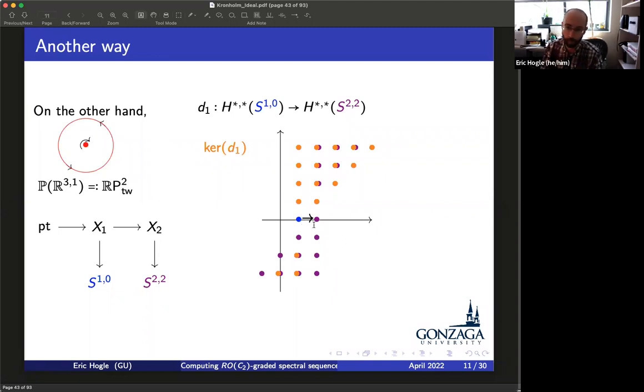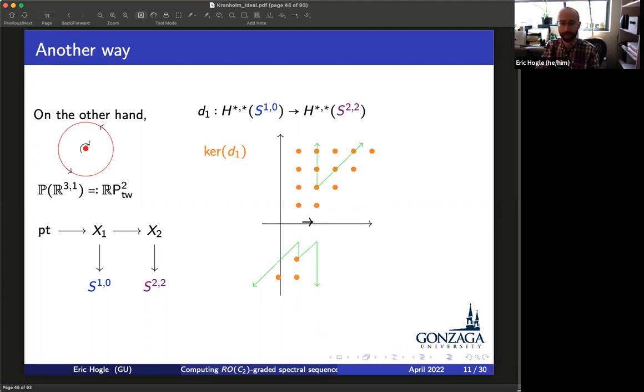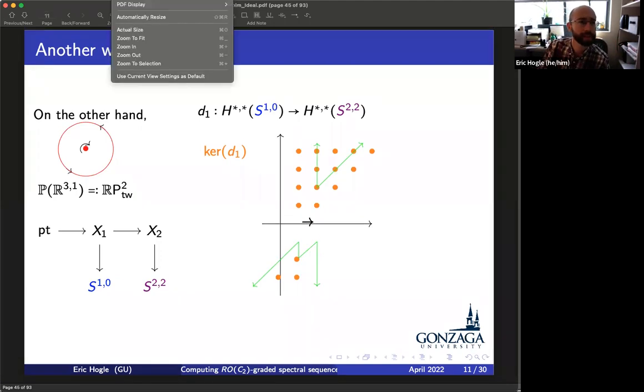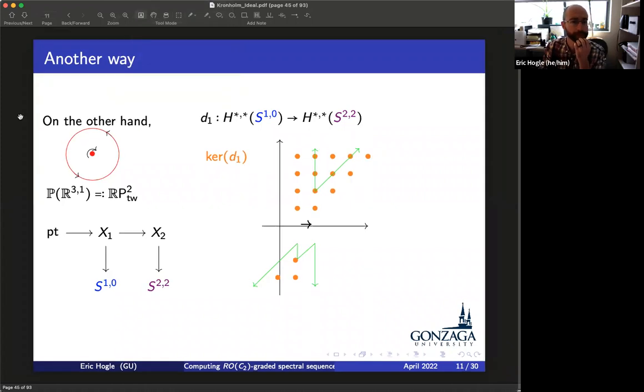Well, if only one thing is mapped across by the differential, then the cokernel is everything that isn't hit. It's all of these other purple dots. So I have this other cokernel. Okay, so on the second page of my spectral sequence, I have these green dots that I'm going to draw more simply.